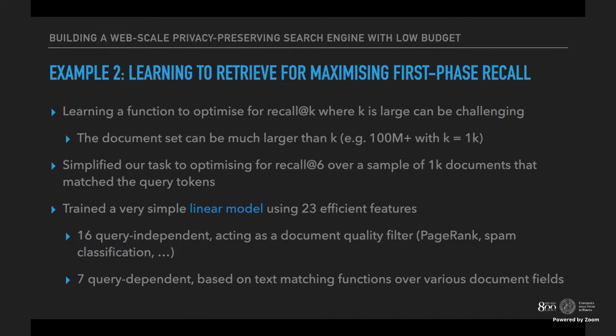And we trained very simple linear models using 23 efficient features. We used efficient features because the document set can be quite large, sometimes spanning over 100 million documents. And if you want to compute features over all these documents, the features must be really cheap to compute. So we have 16 query independent features that mostly act as a document quality filter, based on spam classification, page rank, these kinds of things, and other features based on text matching functions over the document fields.